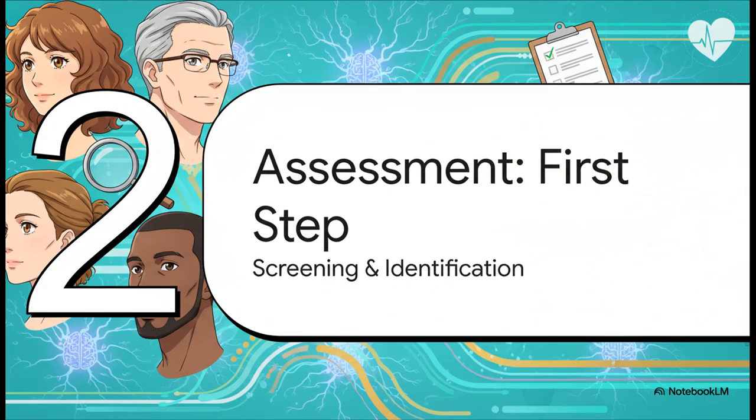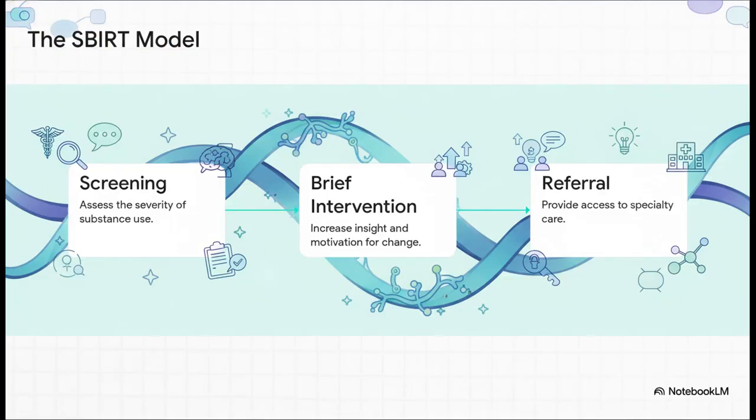Assessment. This is where your clinical skills and, just as importantly, your non-judgmental approach are going to shine. A fantastic evidence-based framework you can use in literally any setting, from the ER to a primary care clinic, is called SBIRT. It stands for screening, brief intervention, and referral to treatment. Think of it as a public health approach that helps you spot and help patients early on.